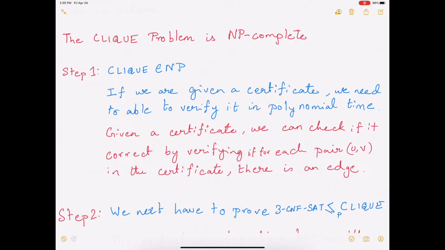So to prove that clique is in NP, what we have to do is, given a certificate, verify the certificate in polynomial time. The certificate is going to give us a clique, so we verify that for each pair of vertices u and v in the certificate, there exists an edge. If for each pair of vertices u and v there exists an edge, that means the certificate is actually true. So we can easily verify this in polynomial time. You just look at all pairs of vertices and see if an edge exists between them.